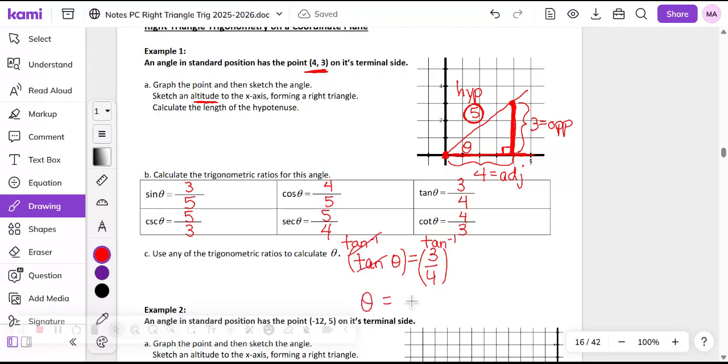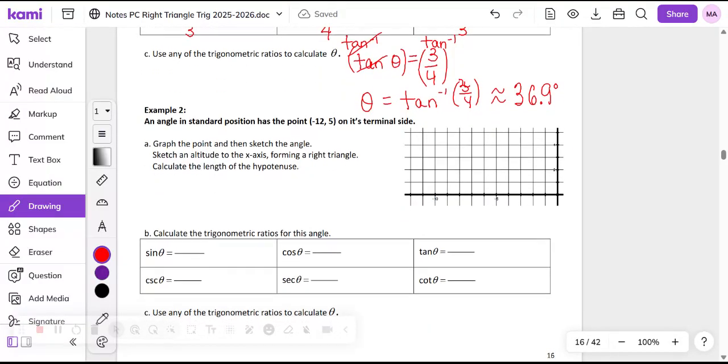So theta equals, and I'm writing this because this is what we're going to put in our calculator, inverse tan of 3 over 4. So in your calculators, you'll say second tan, so second tangent of 3 divided by 4. I got about 37 degrees. I got 36.869899765, and so on. So 36.9 degrees. Okay? All right, let's go do another example.